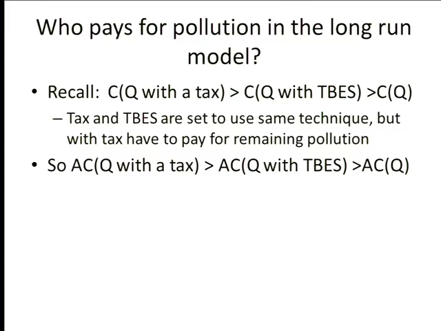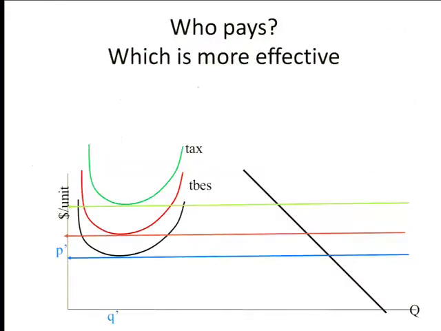So let's draw the 3 average costs. I've just drawn them stacked up. I don't really know what they look like except one's above another. So here's the tax. Here's with the command and control, TDS, and here's the original case. Here are the 3 long-run supply curves, and here's the demand curve.